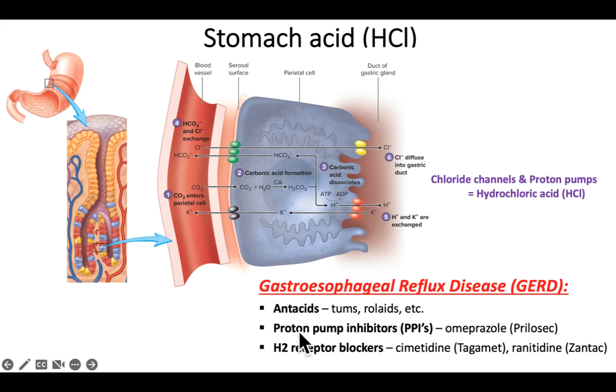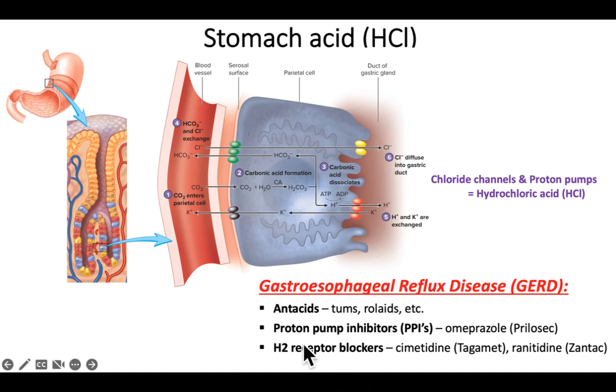Then there's 2 medications that can help as well. You got proton pump inhibitors, or PPIs. You might have heard of Prilosec or omeprazole. So what that medication does is it actually blocks these little proton pumps. And it doesn't matter what the stimulus is, it'll block that stomach acid production. So those are pretty powerful acid reducers.